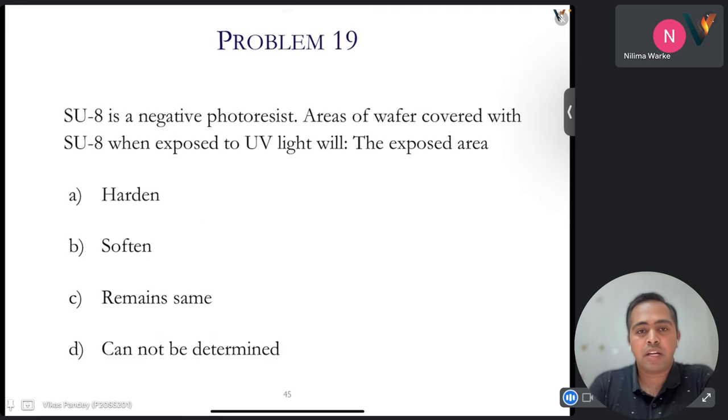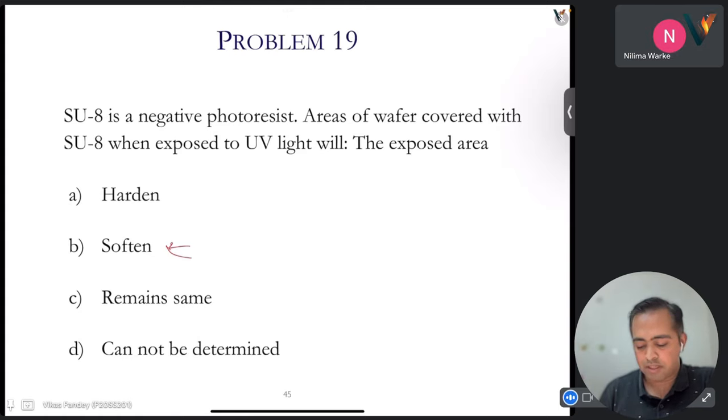Okay. SU8 is a negative photoresist. Area of wafer covered with SU8 when exposed to UV light will: the exposed area will harden, soften, remain same, or cannot be determined. B, it is softer. Okay, it will soften.